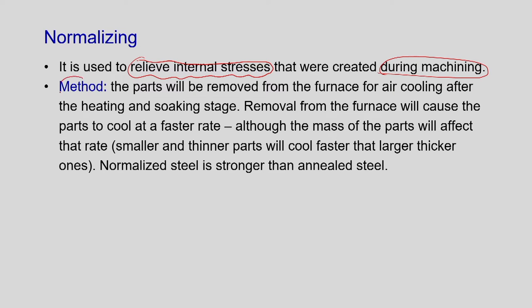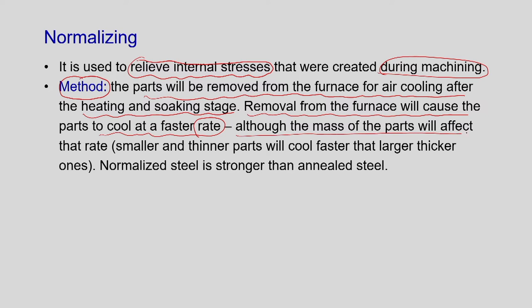So what is the method of normalization? The parts will be removed from the furnace for air cooling after the heating and soaking stage, and the removal from the furnace will cause the parts to cool at a faster rate. So in the normalizing operation, we are not allowing the material to cool down in the furnace. We are taking it out from the furnace and allowing the part to cool down in the air. So there would be rapid cooling of the material in the normal air in the ambient atmosphere.